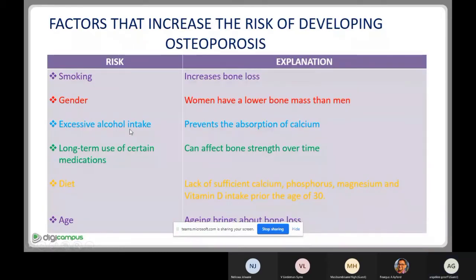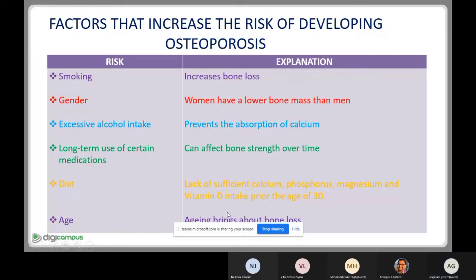Excessive alcohol intake, okay, why is that? Because it prevents absorption of calcium into the bone. Okay, so that's why that's not good. And then sometimes long-term use of certain medications. Sometimes we find that people use medication that can also affect the bone strength over time. And then, of course, your diet, a lack of sufficient calcium, phosphorus, magnesium, and vitamin D intake prior to the age of 30. Okay, because remember that we start losing bone density after the age of 30. So prior to that, we need to strengthen the bones and take in sufficient amounts of calcium, phosphorus, and magnesium. And then also just aging brings about bone loss.